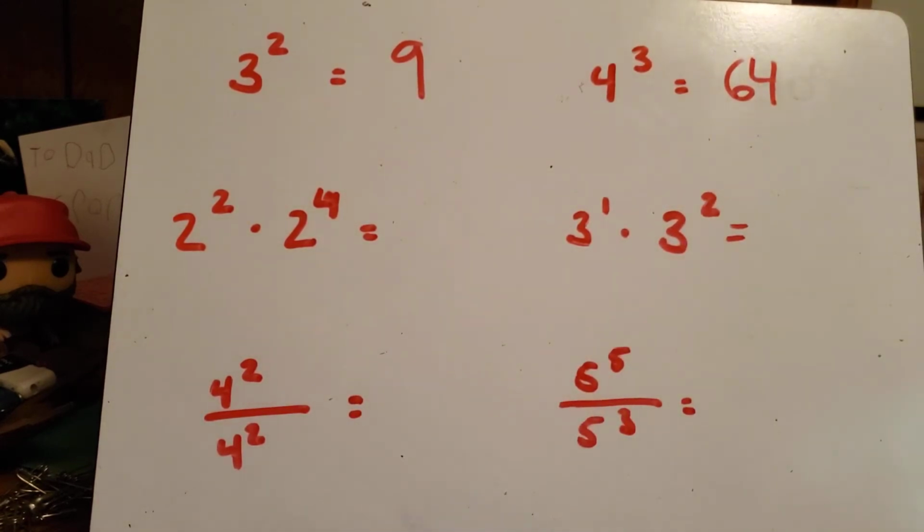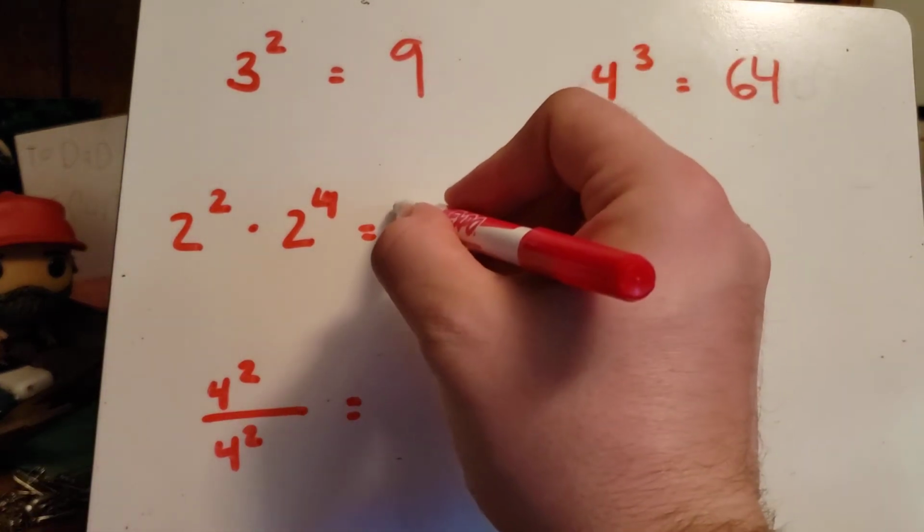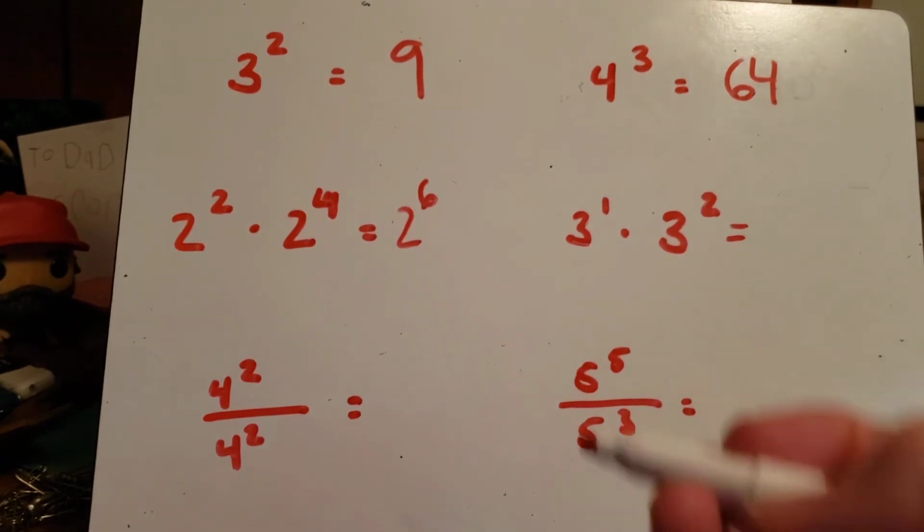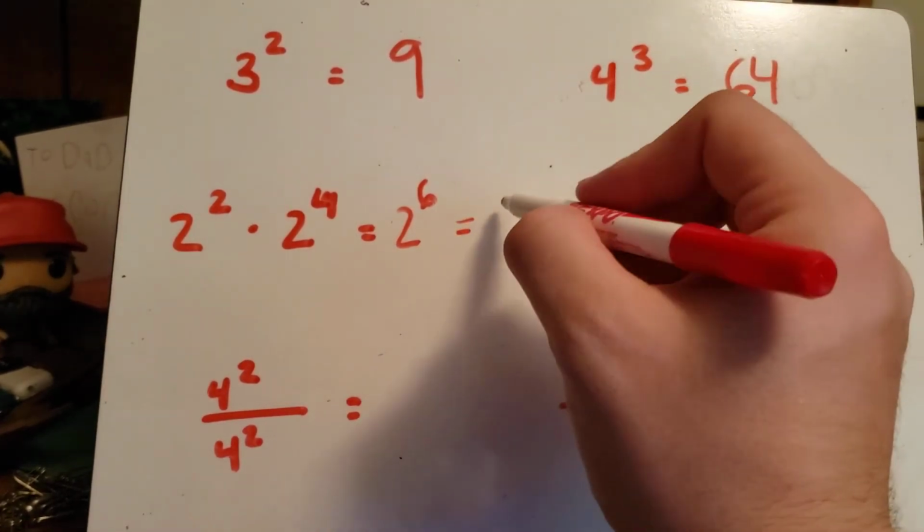Now in the next one, we've got twos that are being multiplied, and they have differing exponents. So we can add those exponents. That'll make it 2 to the 6th, and 2 to the 6th is actually 64, just like 4 to the third is.